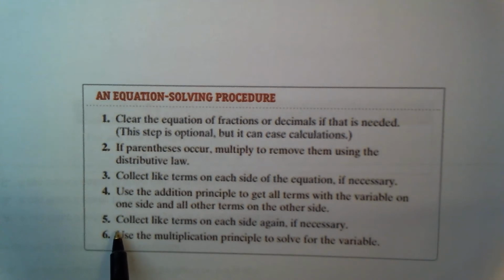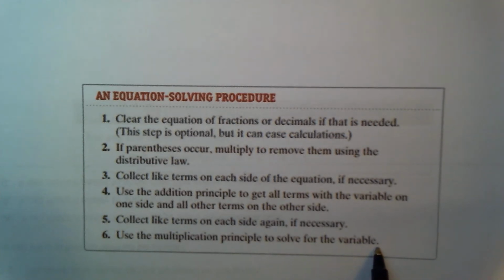Step 5: collect like terms on each side, again if necessary, and then use the multiplication principle to solve for the variable. So notice that the multiplication principle is used last. And when it says solve for the variable, what that really means is isolating the variable. In other words, let's say the variable is the letter x, then in the end we want a statement that says x equals something.